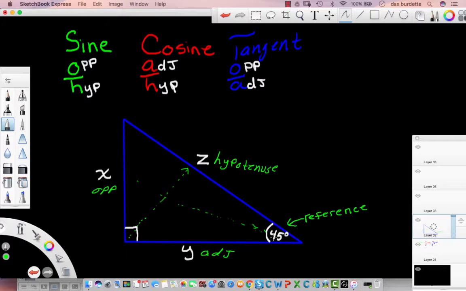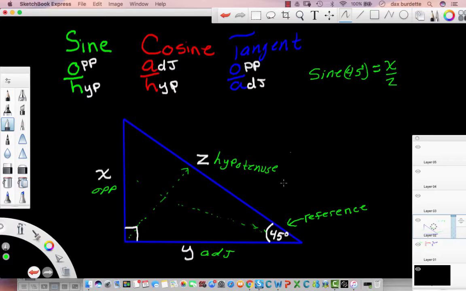So what would be sine 45 degrees? What ratio would be set up? What sides would you put over what? Okay, what side over what side? That would be, the sine is opposite over hypotenuse. So that would be X over Z. Okay, so the ratio of X over Z is going to give us a particular angle measure.